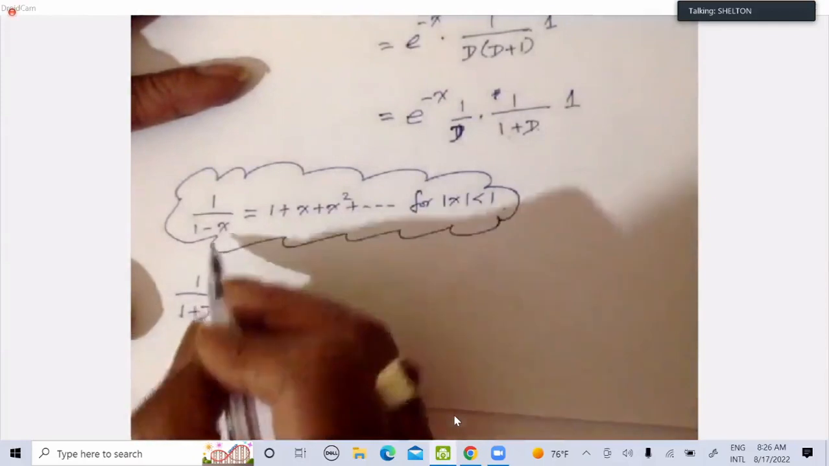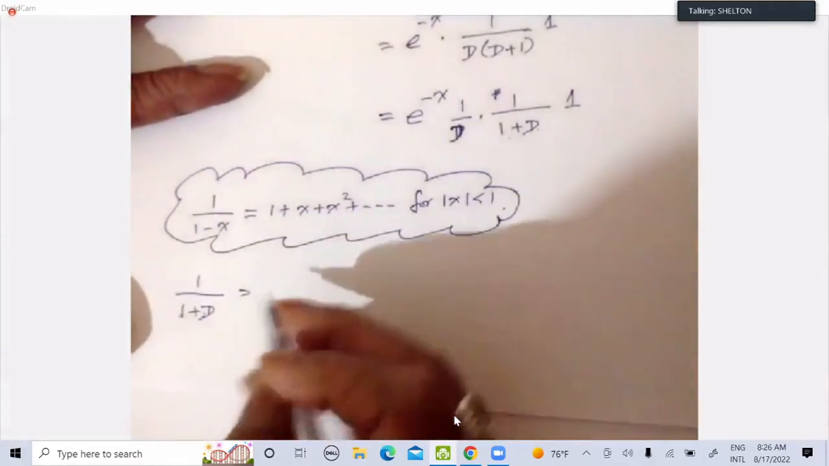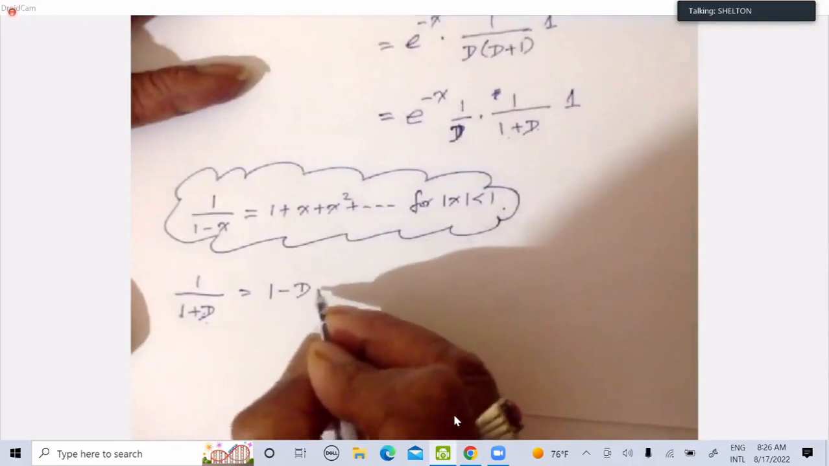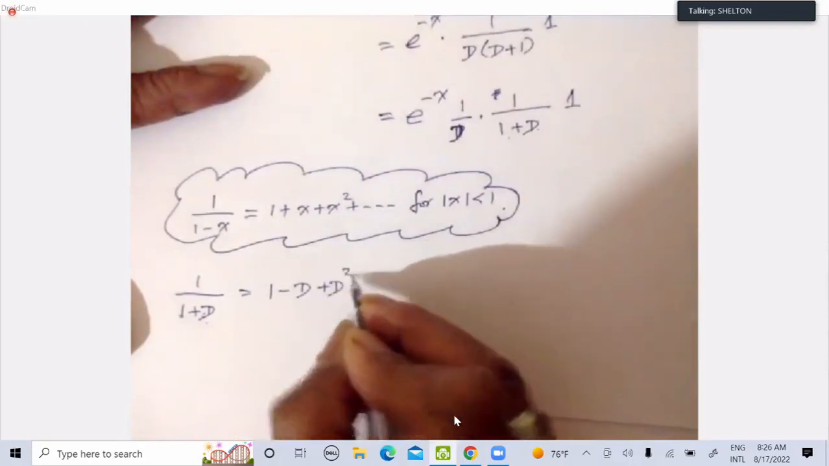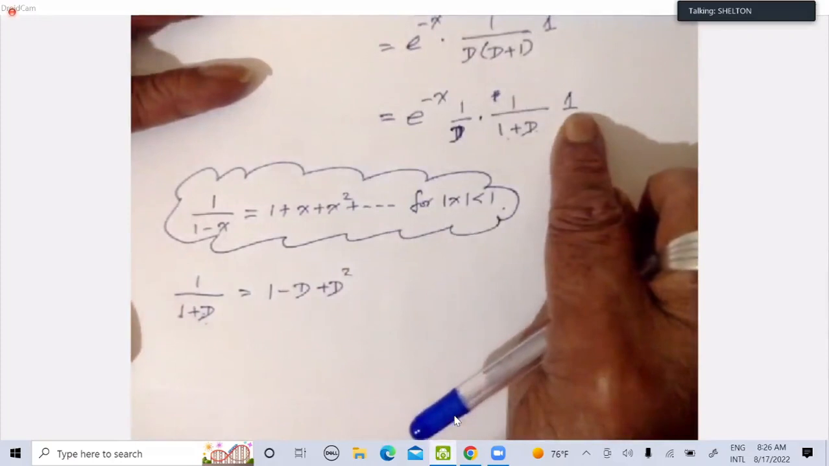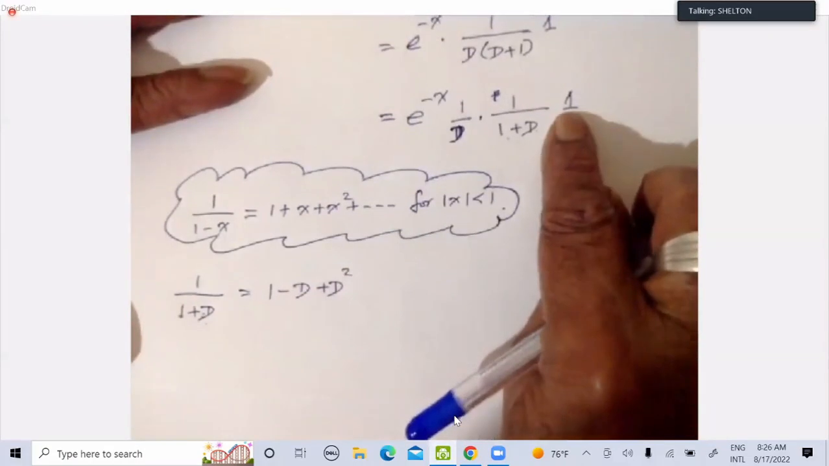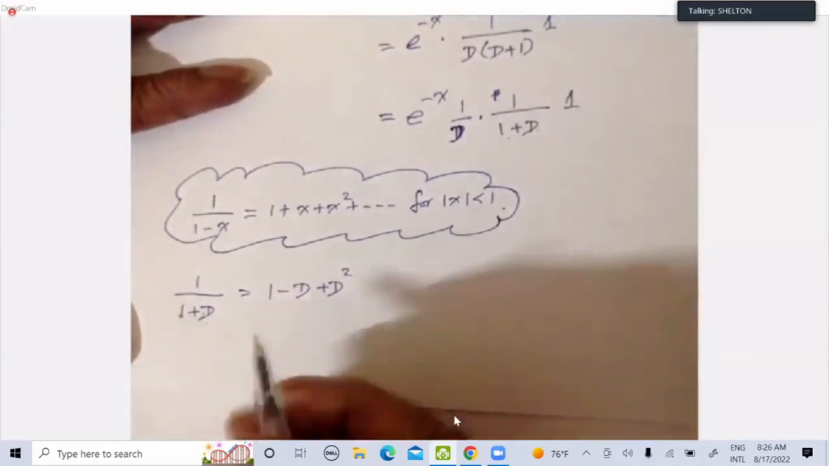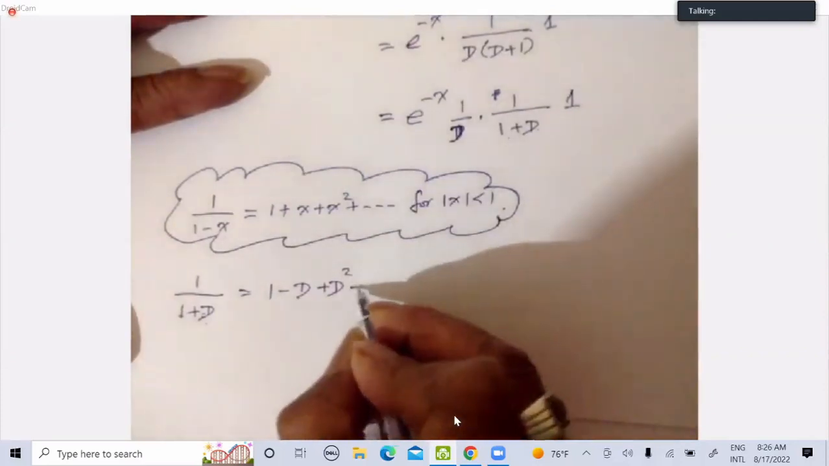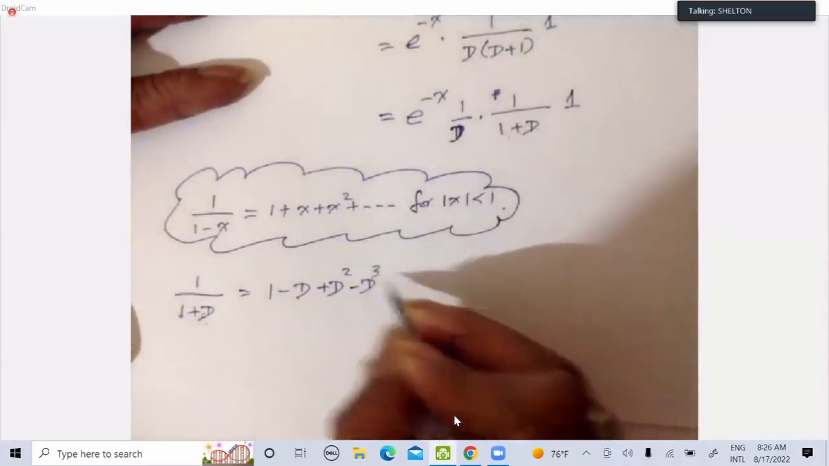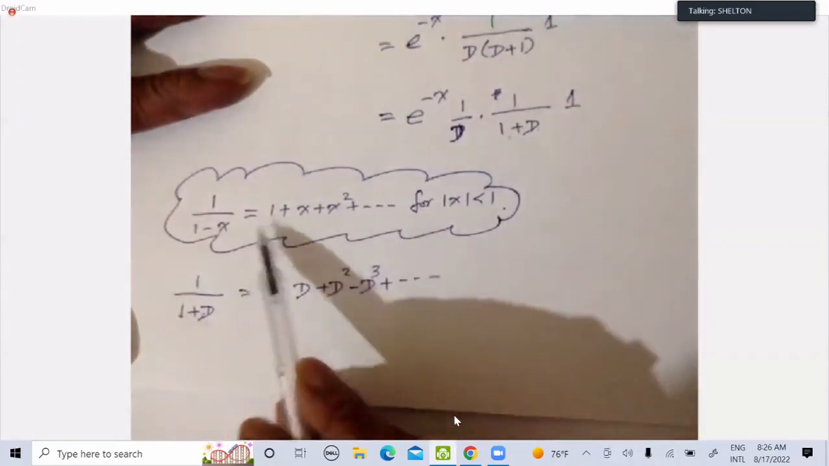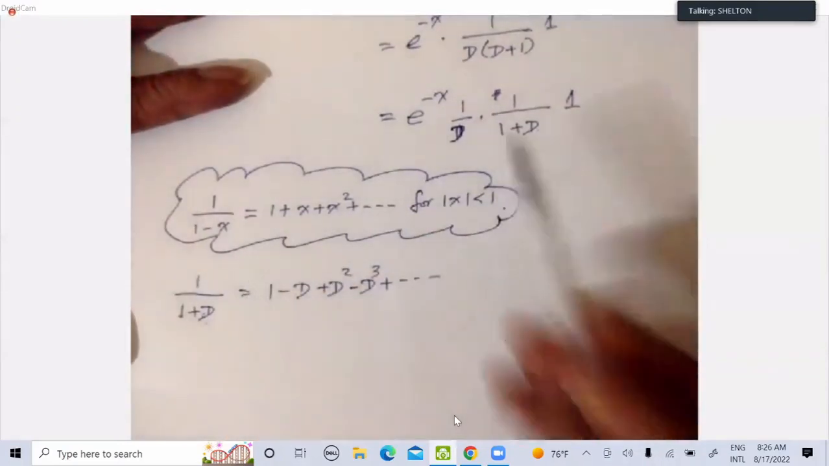1 over 1 plus d. So instead of x, we have minus d. So this is 1 minus d plus d squared. That's enough, okay? Because this is 1. If you get the derivative of 1, it becomes 0. Minus d cubed, we don't have to write the rest.